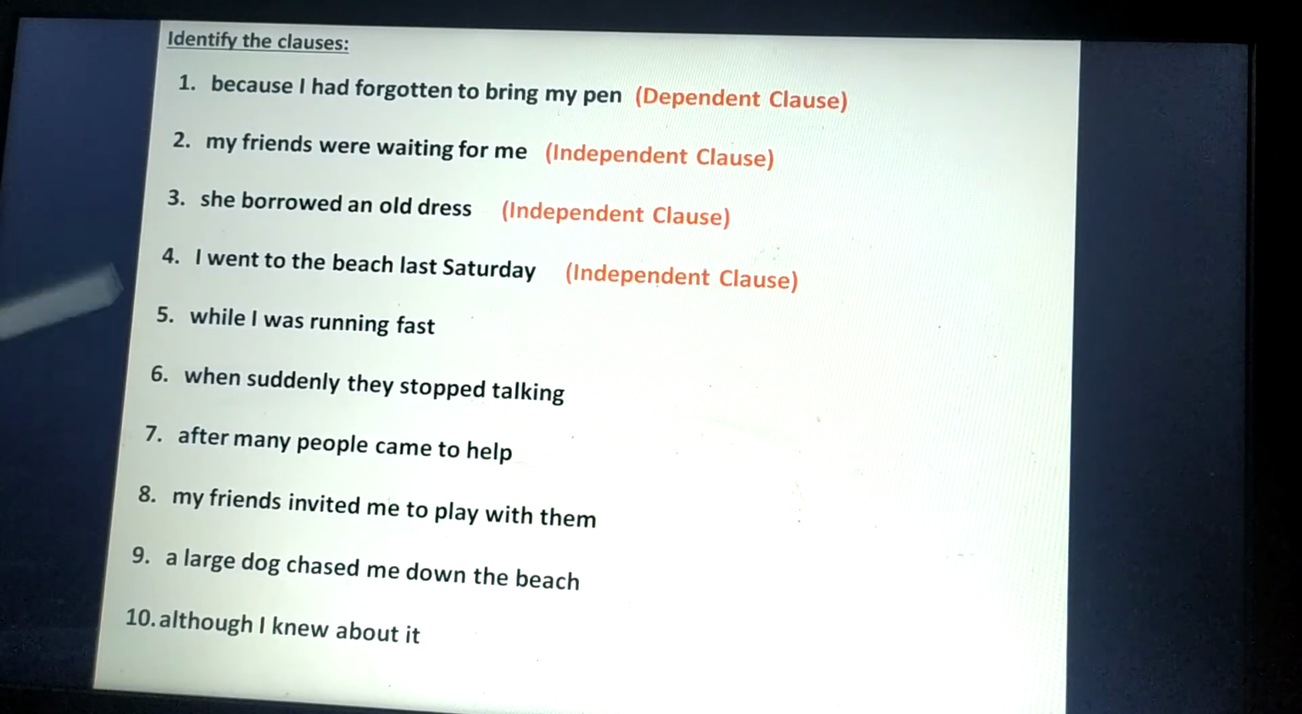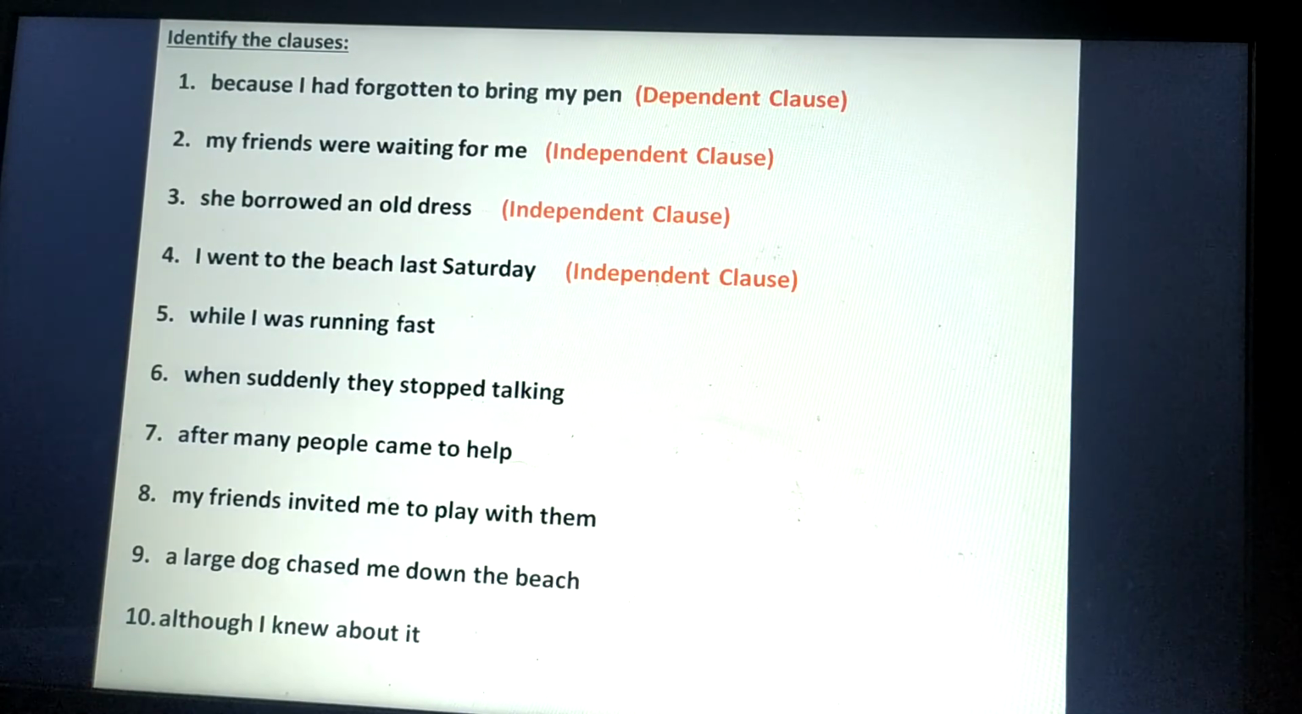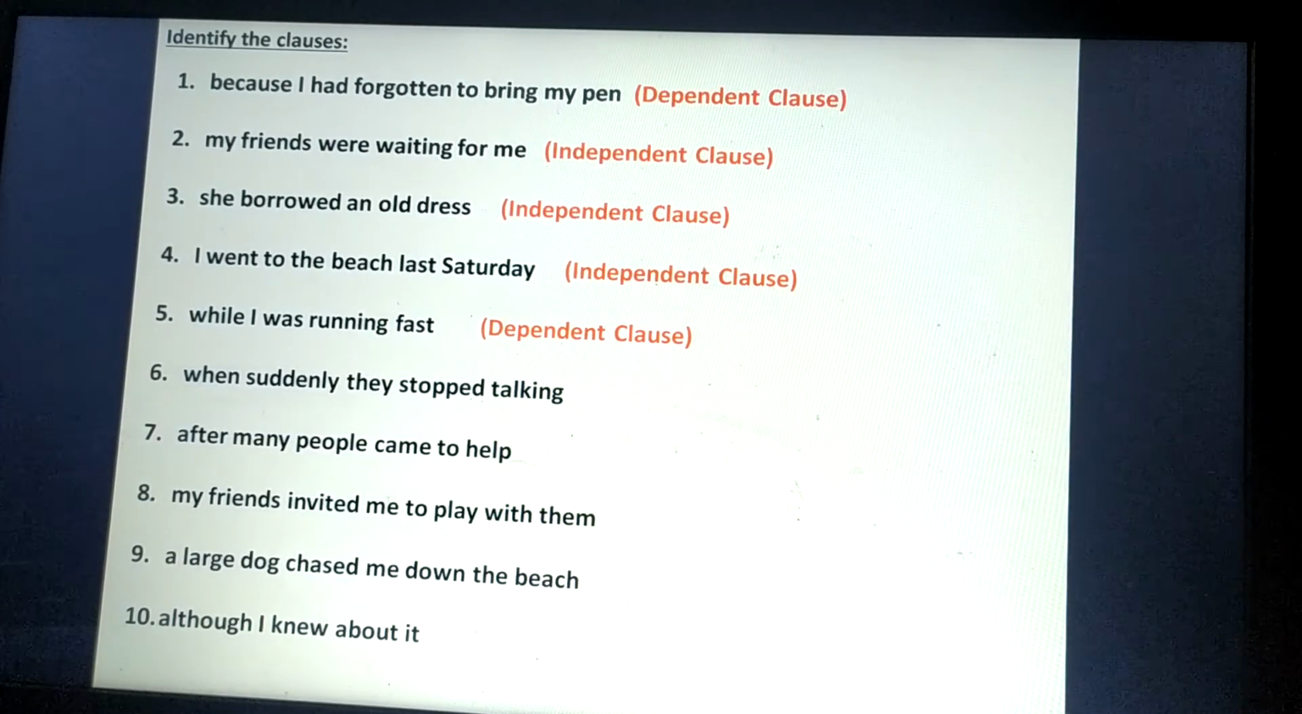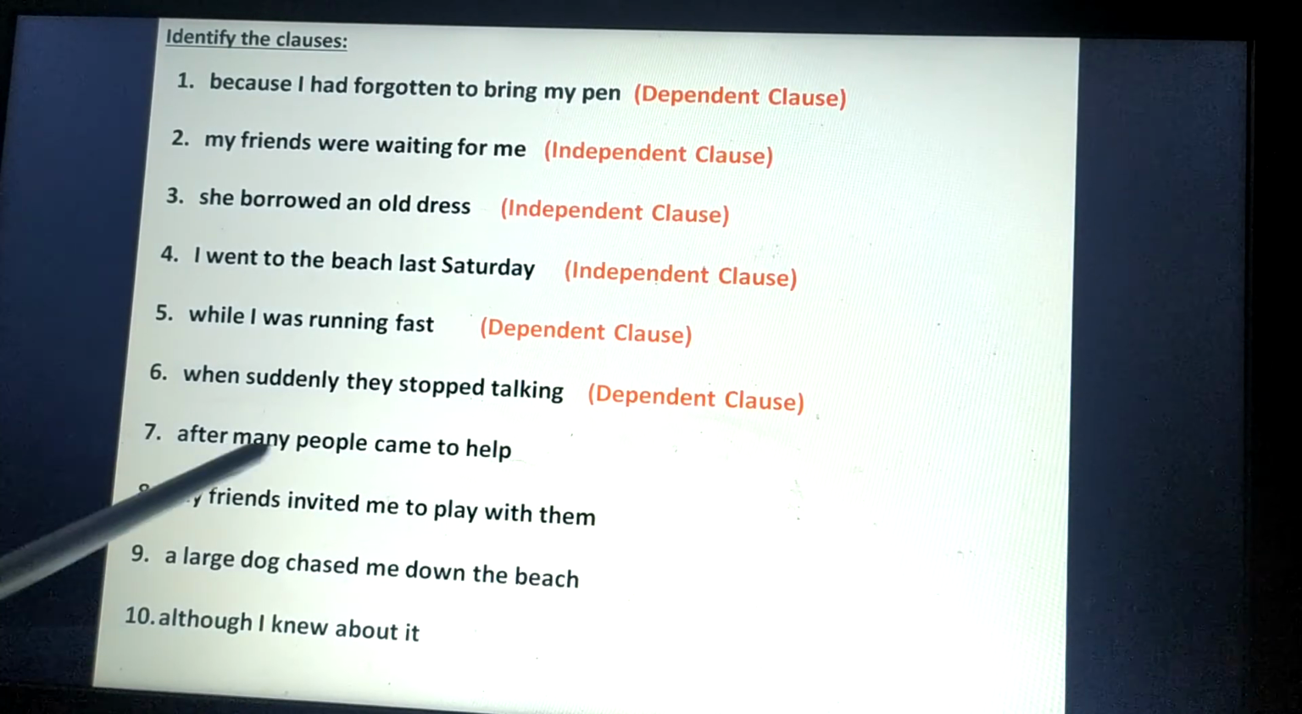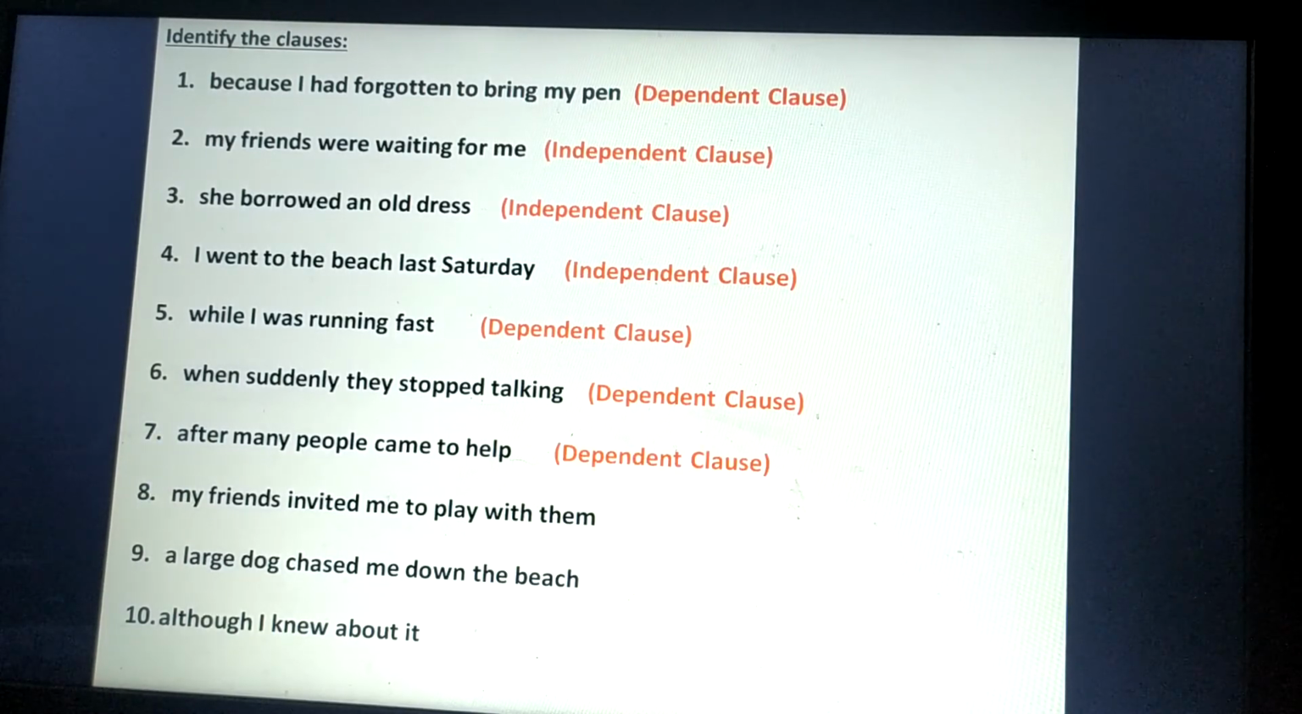Next you can see "while I was running fast." As I told you, if we write any sentence with while, when, whatever, whichever, or although, that will be a dependent clause. "While I was running fast" is a dependent clause. Next, "when suddenly they stopped talking." Here also it starts with "when," so it will be a dependent clause. After that we have "after many people came to help." It starts with "after," so it will also be a dependent clause.